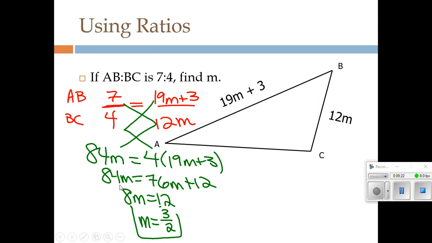Subtract 76m from 84, it's 8m. Then 12, divide each side by 8. If you simplify, it is 3 over 2. So m is 3 over 2.